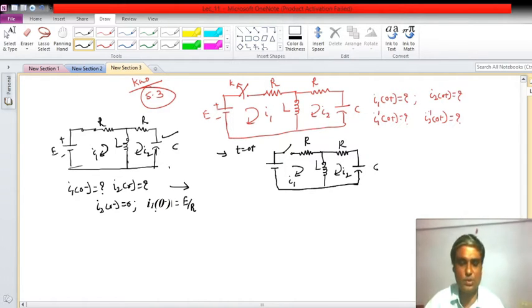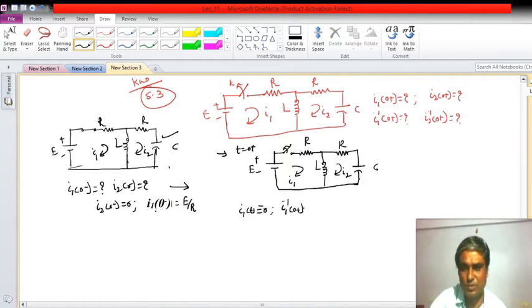Now, a very interesting case here. What will happen if the switch has been thrown away? Your i1(t) will be identically equal to 0, because the switch has been moved from this to this point. So it is identically 0, and its derivative i1'(0+) is also 0, because i1(t) is 0. So i1'(0+) is 0, and i1(0+) is also 0. What about i2(0+)?